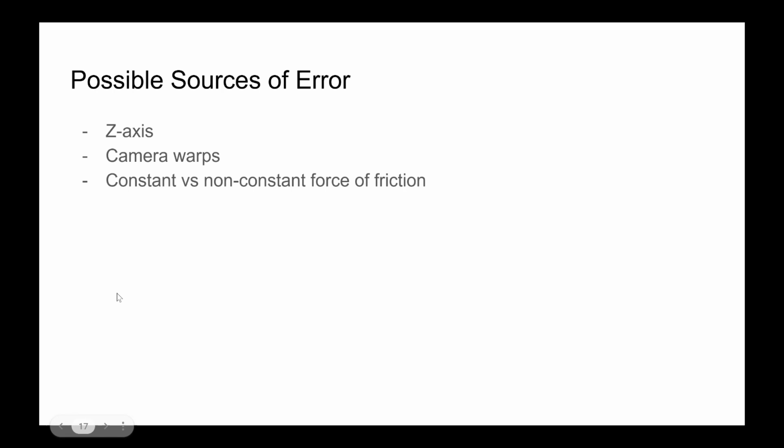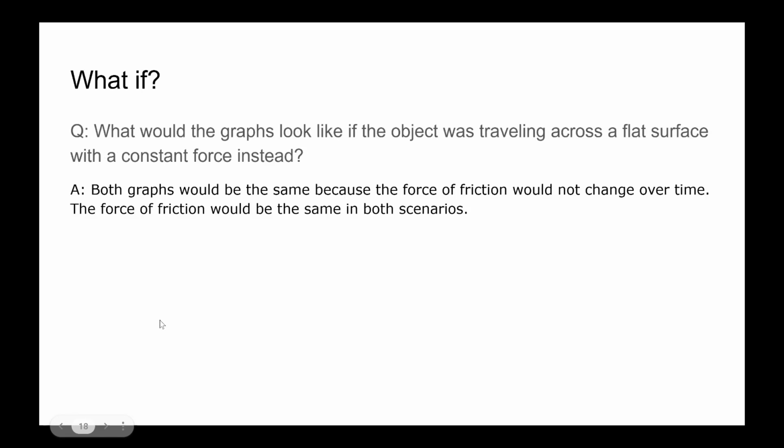What would the graphs look like if the object was traveling across a flat surface with a constant force instead? Both graphs would be the same because the force of friction wouldn't change over time. The force of friction would also be the same in both scenarios, so then the graphs would line up exactly.